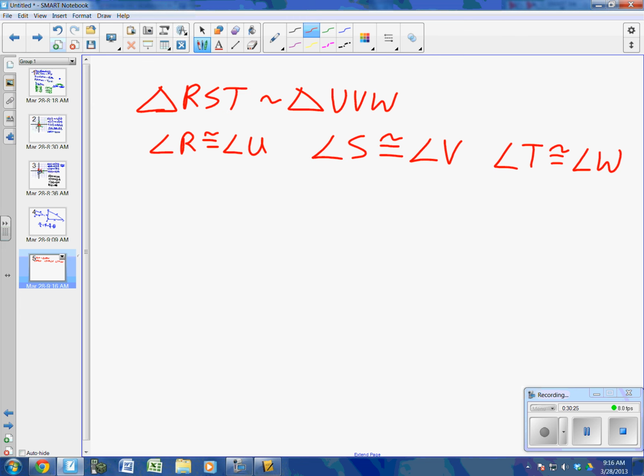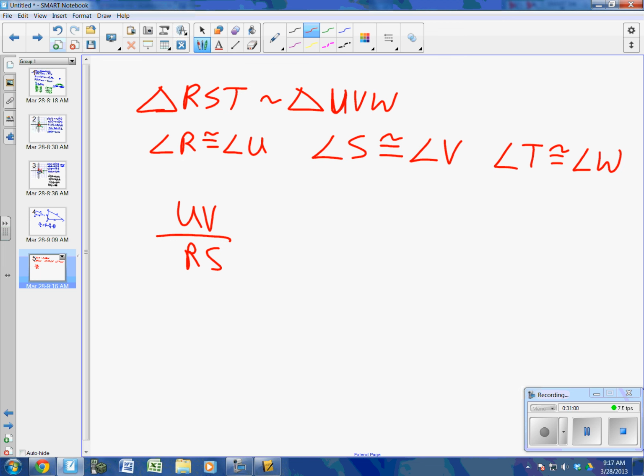Corresponding sides are pairs of letters in the same position in each triangle. It says UV over RS. We don't really need to put the segment symbol over it because we're talking about a distance. UV divided by RS. Now look at where UV is. Oh yeah, that's right. I was looking at that thinking it was my V.